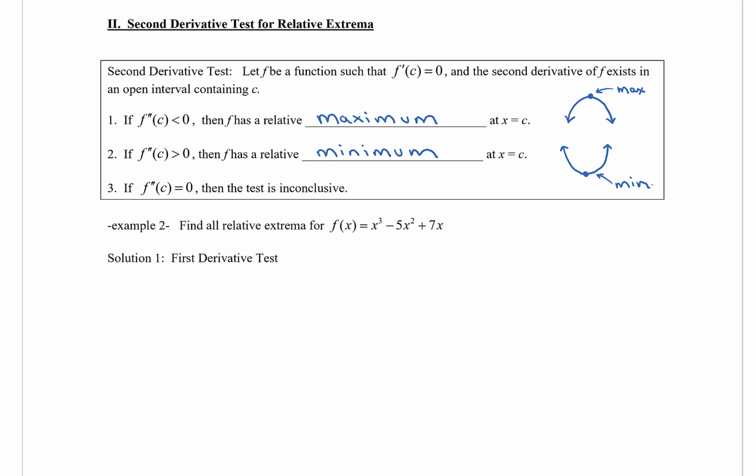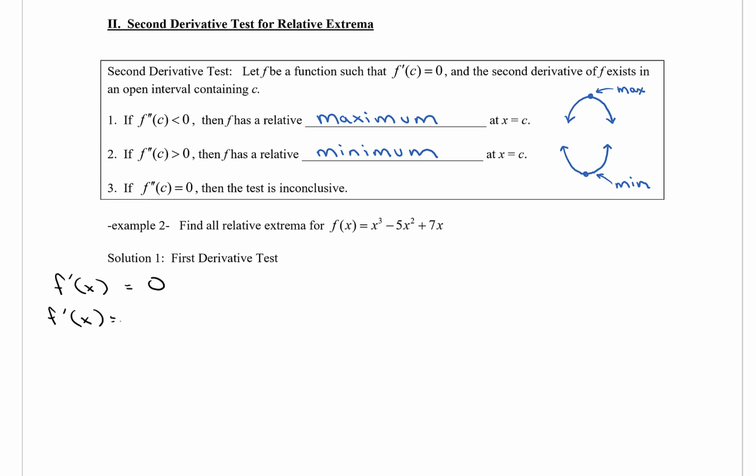3. If f double prime of c equals 0, then the test is inconclusive. Example 2. Find all relative extrema for f of x equals x raised to the third power minus 5x squared plus 7x. Solution 1. First derivative test. So first thing we're going to do is find the first derivative, set it equal to 0, and solve. So I'm going to write down here that we're looking for f prime of x equals 0.